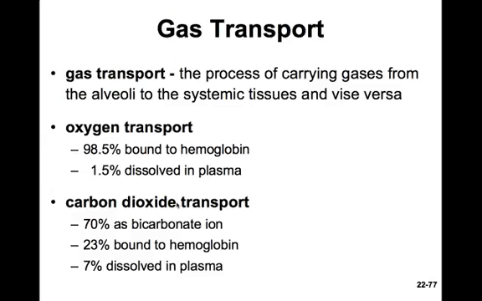Carbon dioxide has three means of transport. 70% of it goes as bicarbonate ions. 23% of it will be bound to hemoglobin, and 7% will be dissolved in the plasma itself.